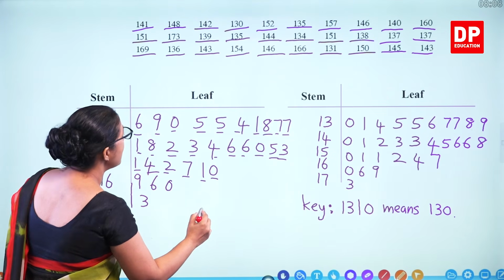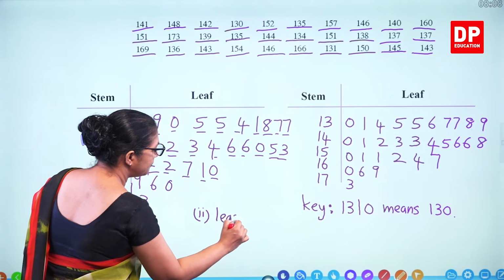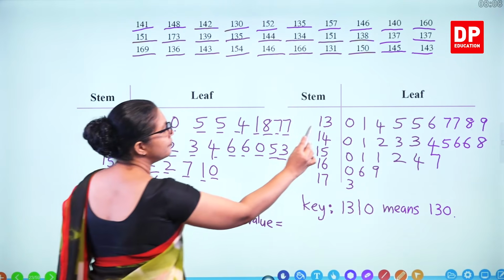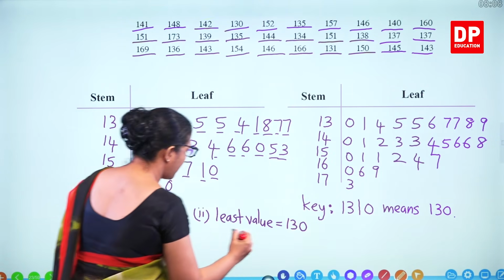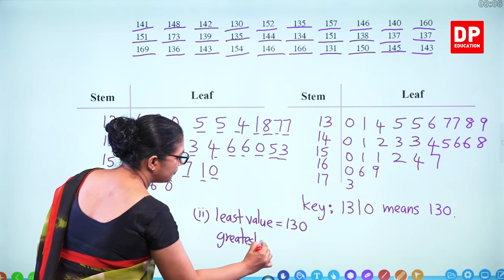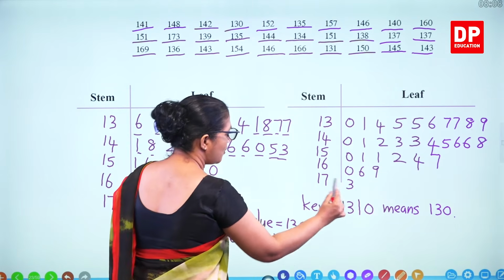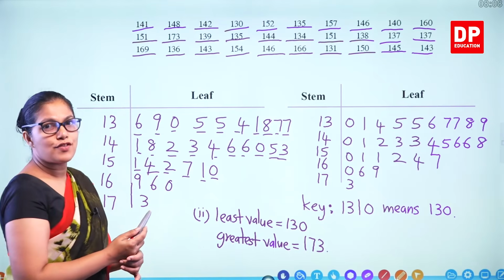So we can now identify least value, this one, first value is the least, 130. Greatest value, this is the highest value, 173 is the highest value.